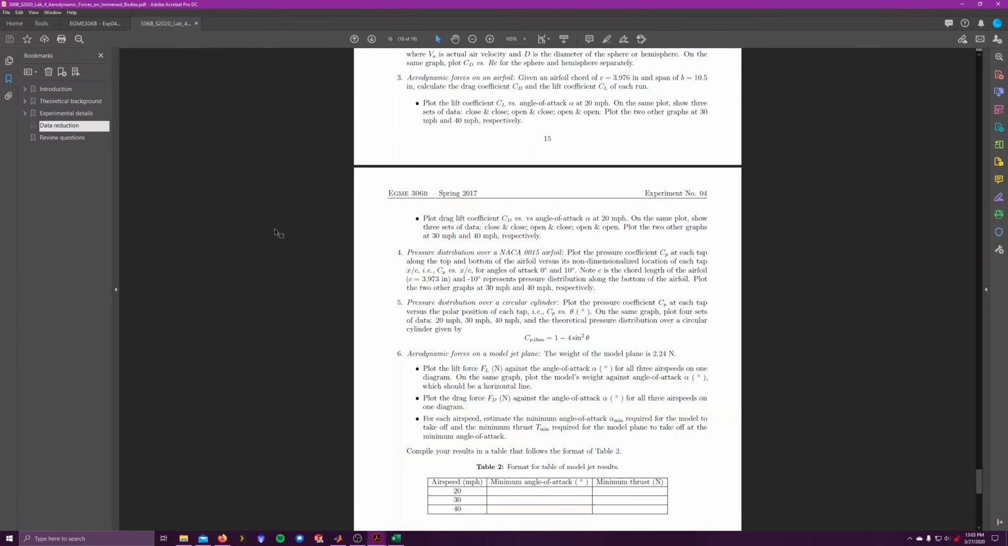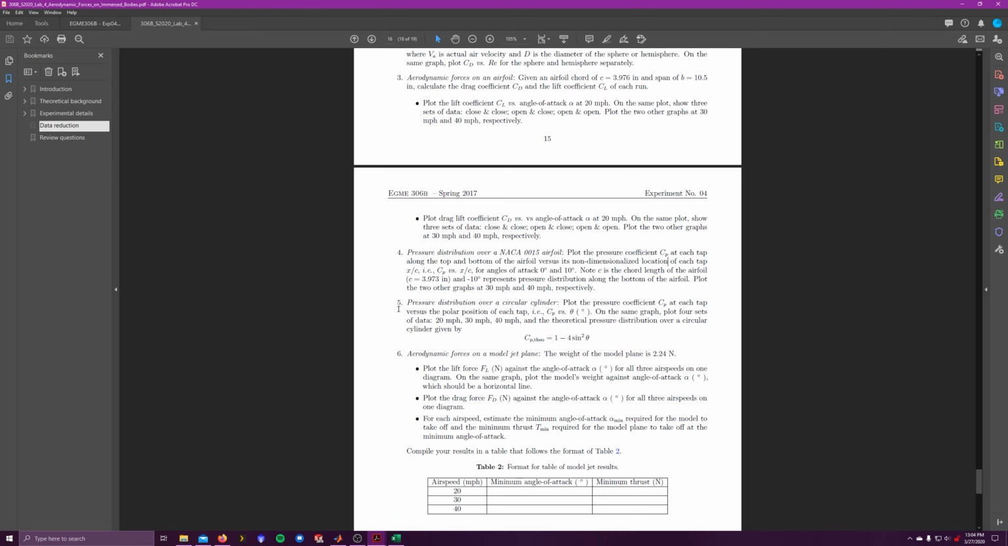Okay, the next thing is we're going to look at the pressure distribution on this same airfoil. So we had pressure taps along the top and the bottom of the airfoil. In this case, we're only going to look at the pressure on the top of the airfoil for different angles of attack and different airspeeds. And then we're going to plot that against the non-dimensional location. So for that, we're going to take the location of the tap and divide it by the chord length for the airfoil.